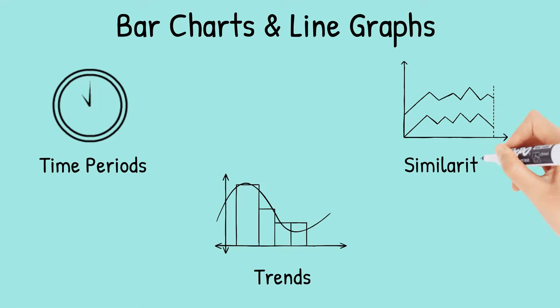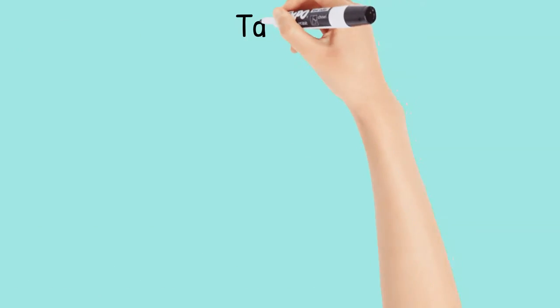As well as noting marked increases and decreases, you also need to look out for things that are similar or stay the same over a period of time. Next, let's look at how we can identify the main features for tables.